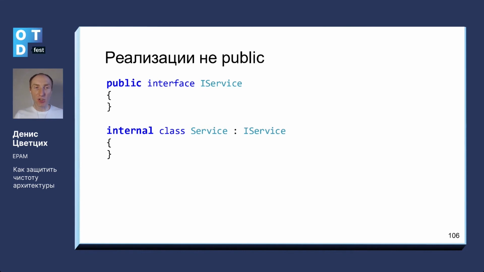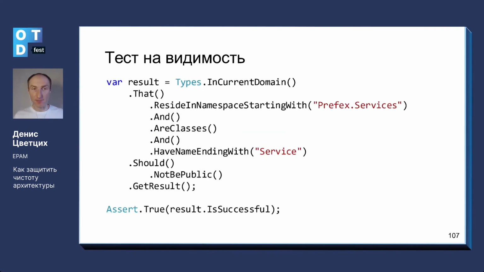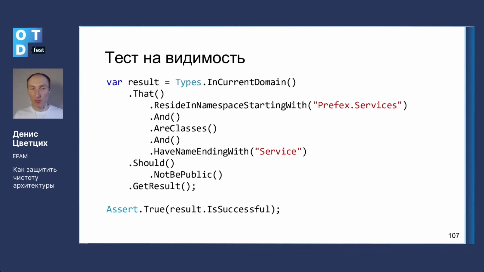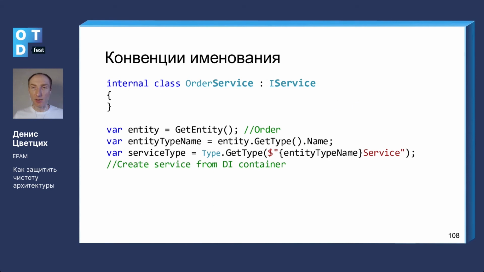There is one more example, when our implementations shouldn't be public. We have our interfaces that are public, while implementations should not be public if they are deployed in one namespace. We can create a check for that. We get all the types from different environments with our classes, and they shouldn't be public. We check this condition, and we have this test here using the ArchTest tool.